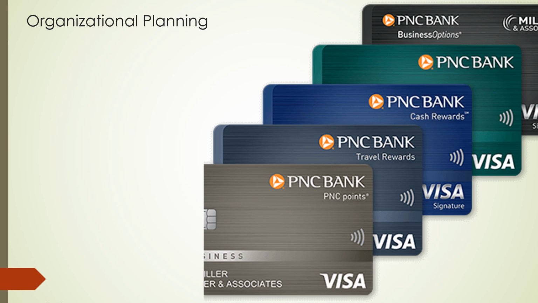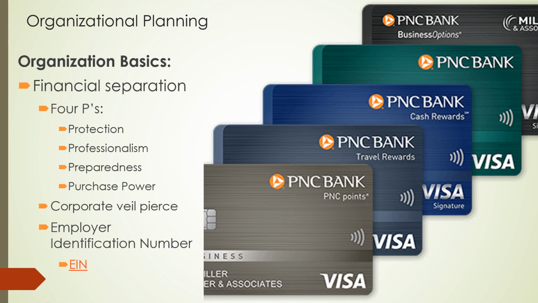Now, there are 4 P's which I'd like to discuss very briefly. The first one is protection. We would like to provide the business owner with protection. Also, it looks professional and it shows that we are prepared to do business. And we want to provide the business owner purchasing power so we can set up checking accounts and business credit cards that are separate from the owner's personal checking account and credit cards.